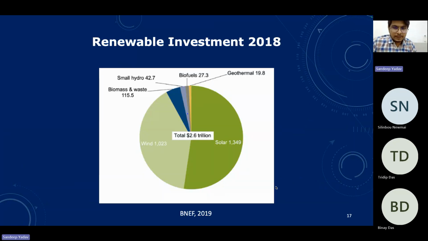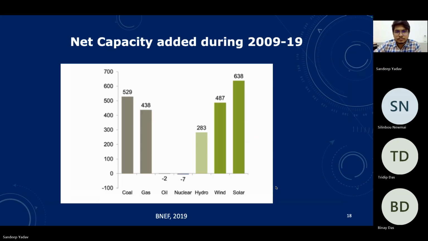So here, if you see the 2019 report, solar was showing the highest net renewable investment at $1,349 trillion. And if you see the increase during 2019, solar is showing around 638 units of increment as compared to hydro, wind, gas and coal. So that's what was asked: from 2009 to 2019, which of the technologies has the highest capacity addition. So I hope this is clear to you.